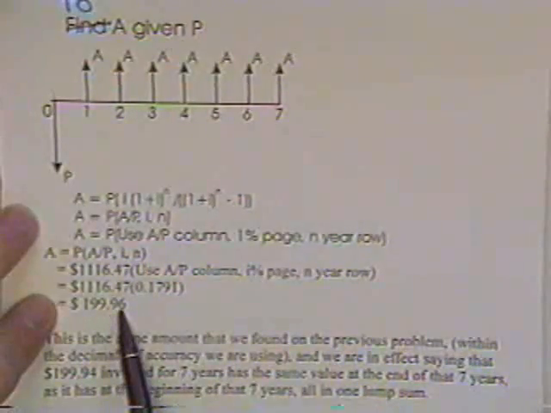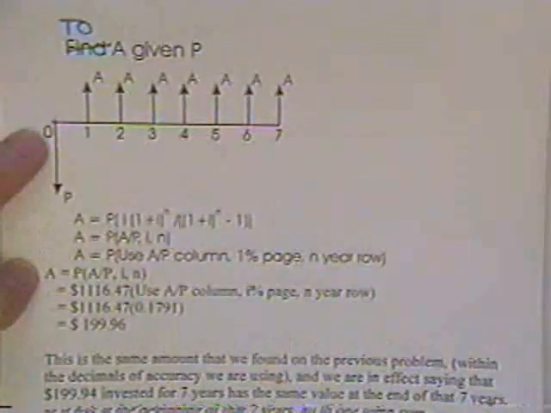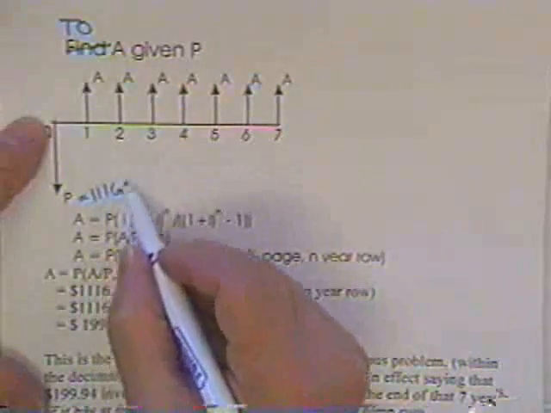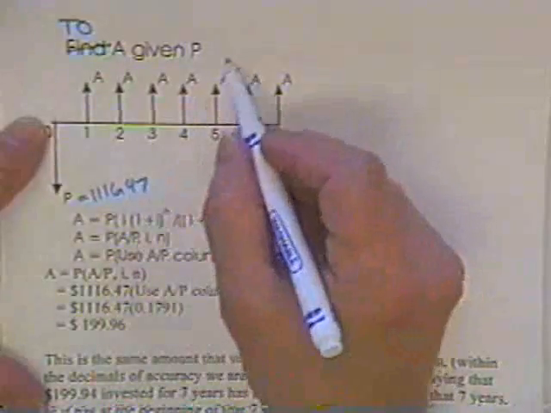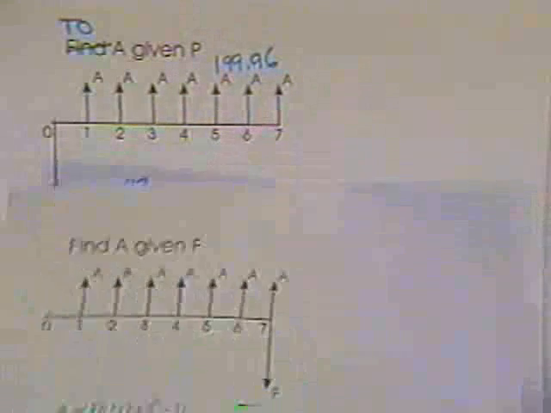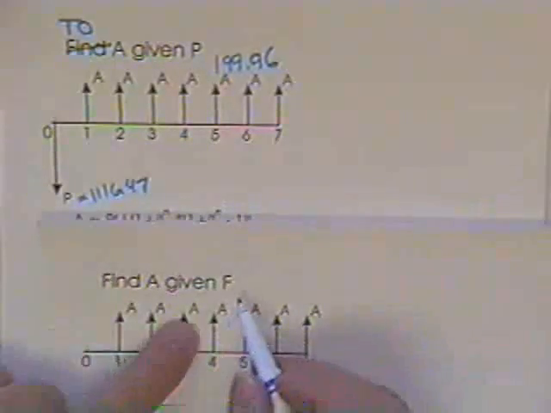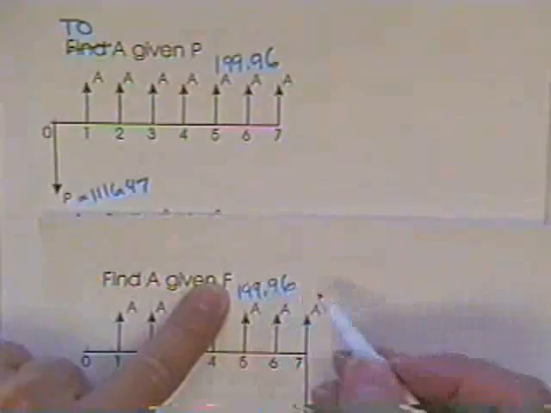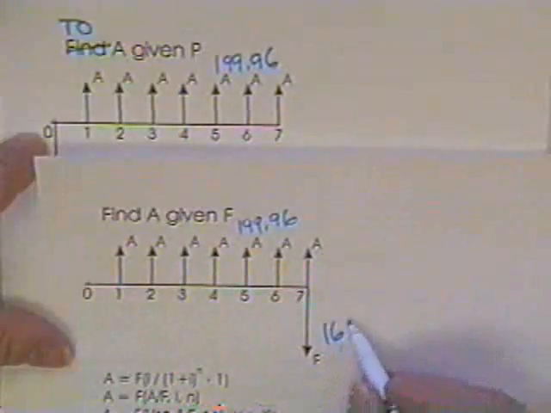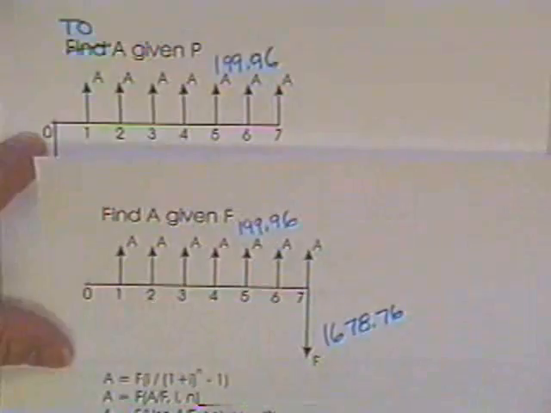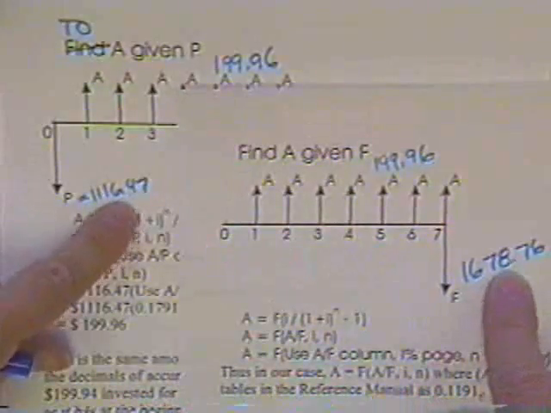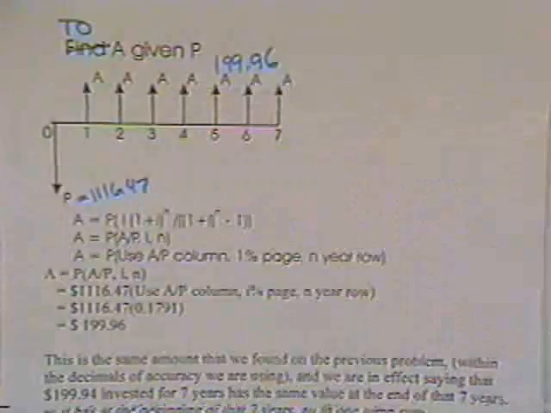So what it kind of sounds like is that if this, where you put in 1116.47 and can take out 199.96, is the same as being able to put in 199.96 and take out $1,678.76, then we really probably ought to find that this is the same as this, equivalence, value-wise. Let's see if that turns out to be right.